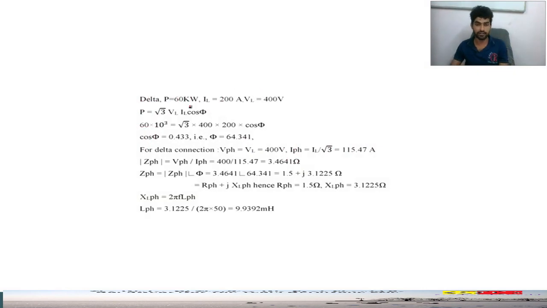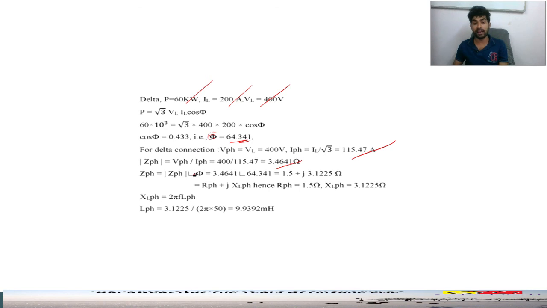We will cross check the answer. Power is 60 kilowatts, IL is given as 200 and VL is equal to 400. Power is equal to root 3 VL IL cos phi. So we calculated cos phi and phi over here. And then for the delta connection, VL is equal to V phase. I phase is equal to IL by root 3. So we got this value. And Z phase is equal to V phase by I phase. We got 3.4641.